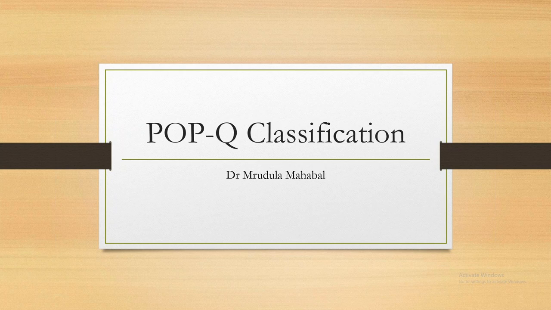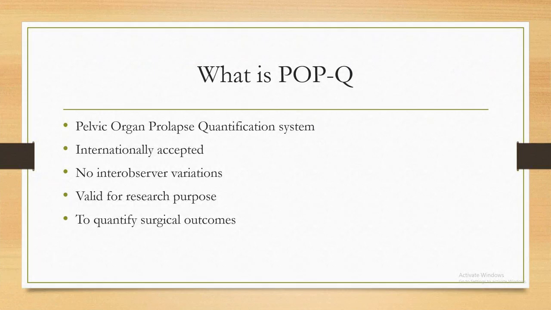So we will start. What is POP-Q? It is a pelvic organ prolapse quantification system. Remember it well. Why is it important? Because it is not subjective, it is objective. It is measured in centimeters with a ruler, so it is an objective measurement. Everybody will get the same measurements.